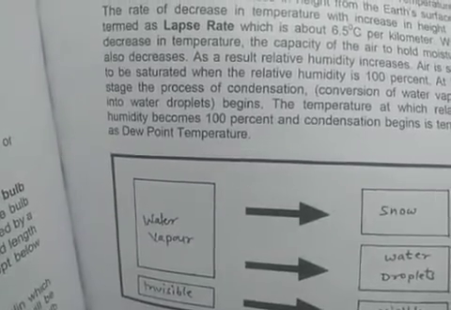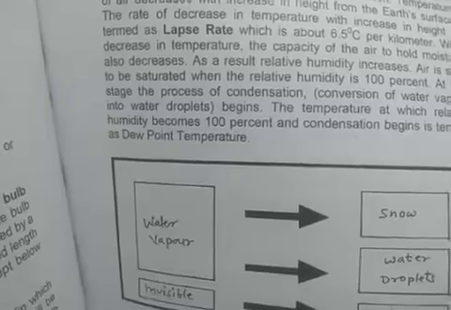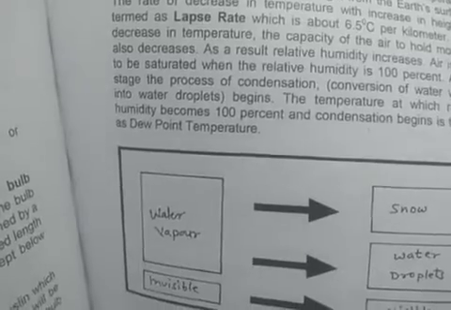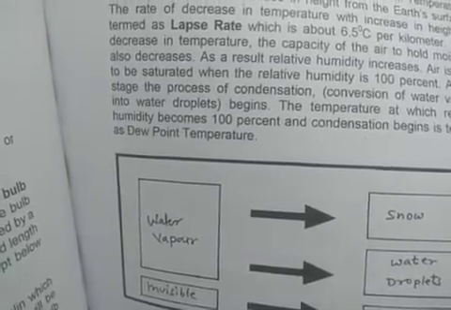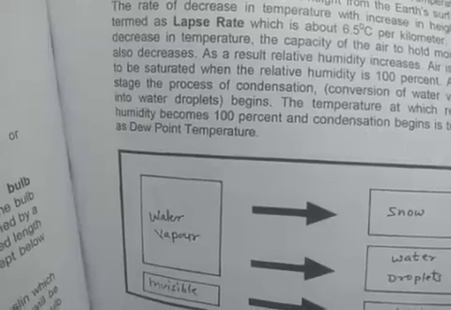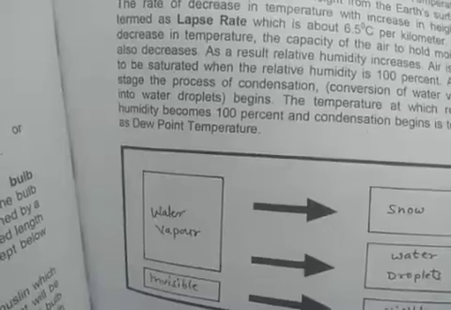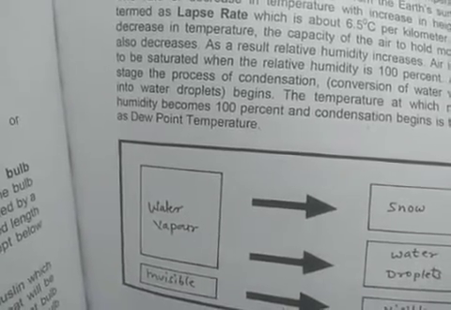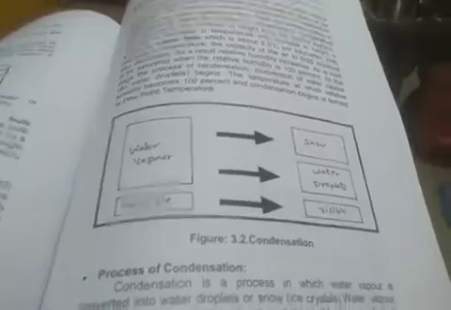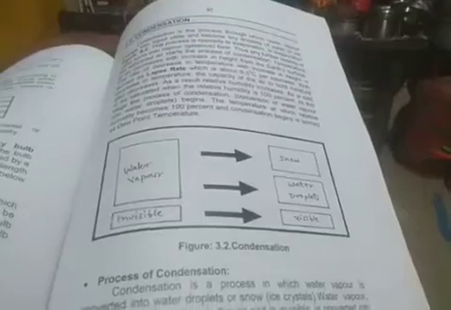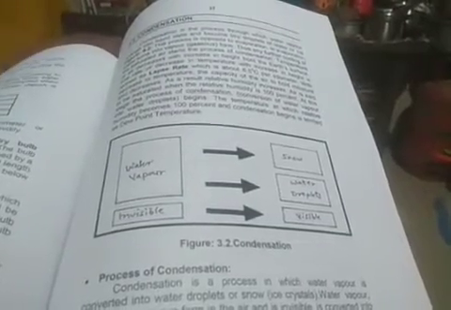Air is said to be unsaturated. Air is said to be saturated when the relative humidity is 100%. At this stage, the process of condensation, conversion of water vapor into water droplets, begins. The temperature at which relative humidity becomes 100% and condensation begins is termed as dew point temperature. Figure 3.2: Condensation. Water vapor, snow, water droplets.